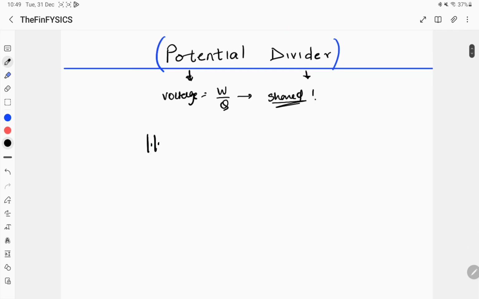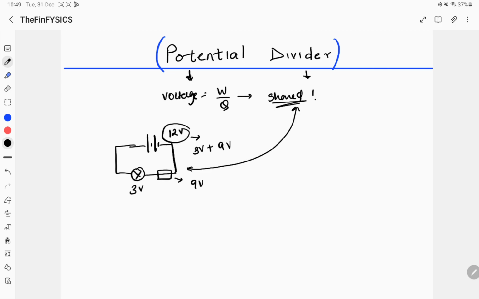Let's assume you have a supply of 12 volt and a bulb that works on 3 volt. You obviously cannot connect it directly because the bulb is going to blow, which means I need to split this voltage into 3 volt and the remaining 9 volt. So I will use another component which will take up the remaining 9 volts. And because the voltage is being shared, I will connect this component in series.